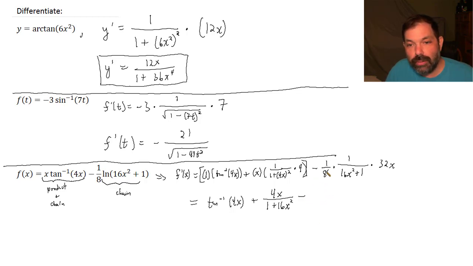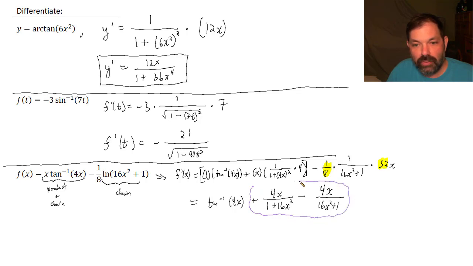Minus 1/8 times 1 times 32x. Isn't 1/8 times 32 equal to 4? So I could write the numerator as 4x over 16x squared plus 1. And now if you look at these two terms, plus 4x over 1 plus 16x squared minus 4x over 16x squared plus 1, those are like terms and they are in fact opposites. They add to 0, and so then f prime of x, the derivative of that function, is simply tangent inverse of 4x.